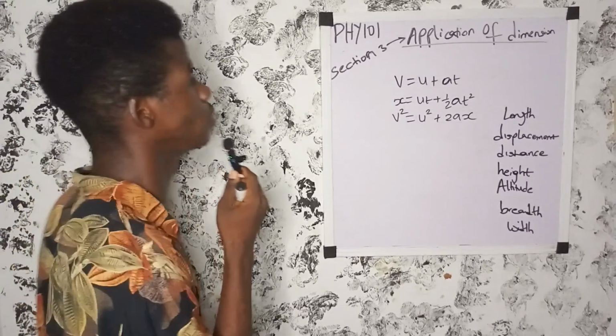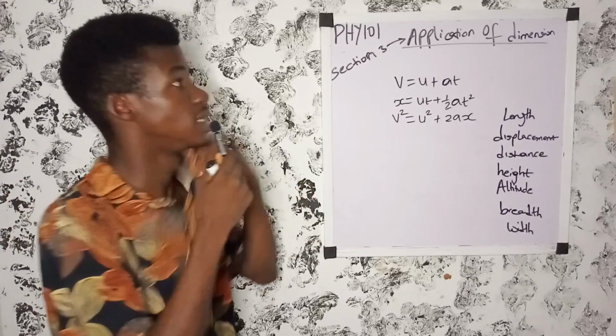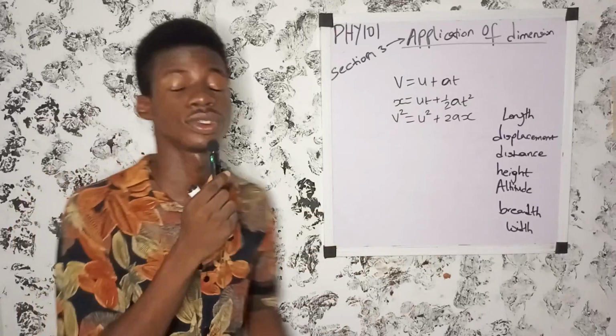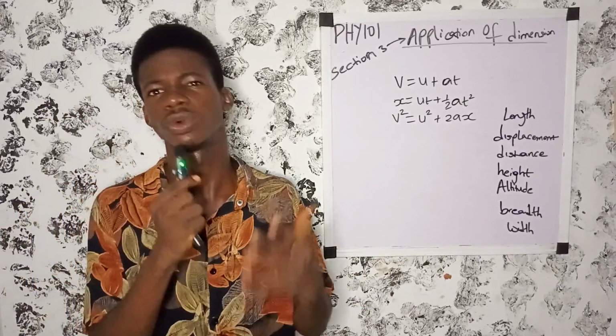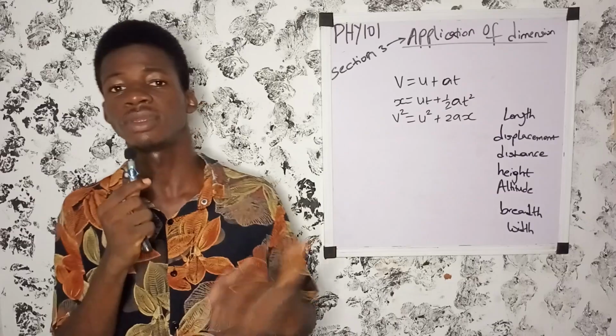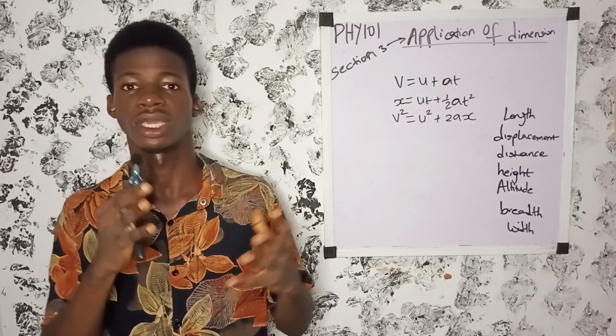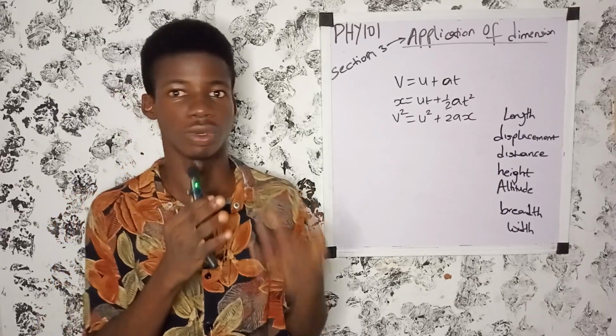All right, we move to the next section, which is section 3. Section 3 is applications of dimension. Now, what are the applications of dimension? What are the uses of dimension? If you can recall, dimension is just the art of representing quantity. Dimension is the relationship between quantities.